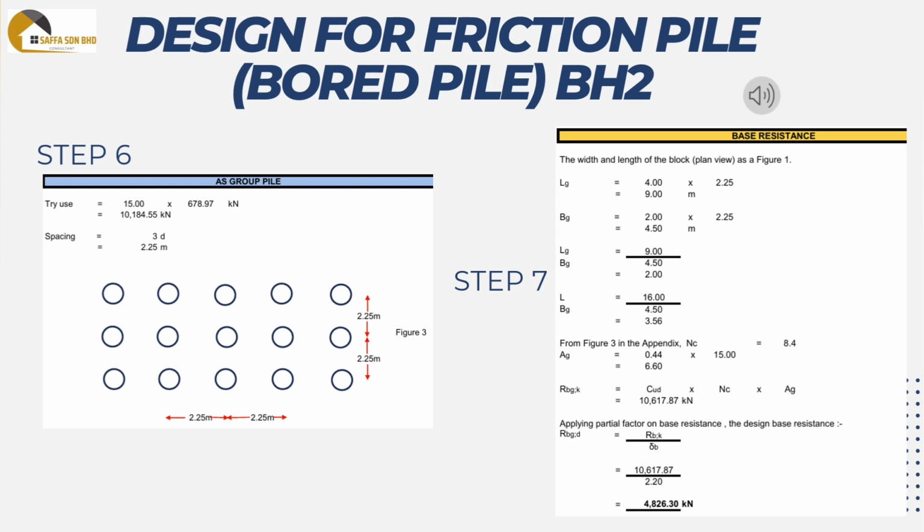After that, we calculate the group pile. We use 15 piles with 3D spacing. And then we calculate base resistance, the width and length of the block, plan view as in figure 1. After that, we apply partial factor on base resistance to get the design base resistance.